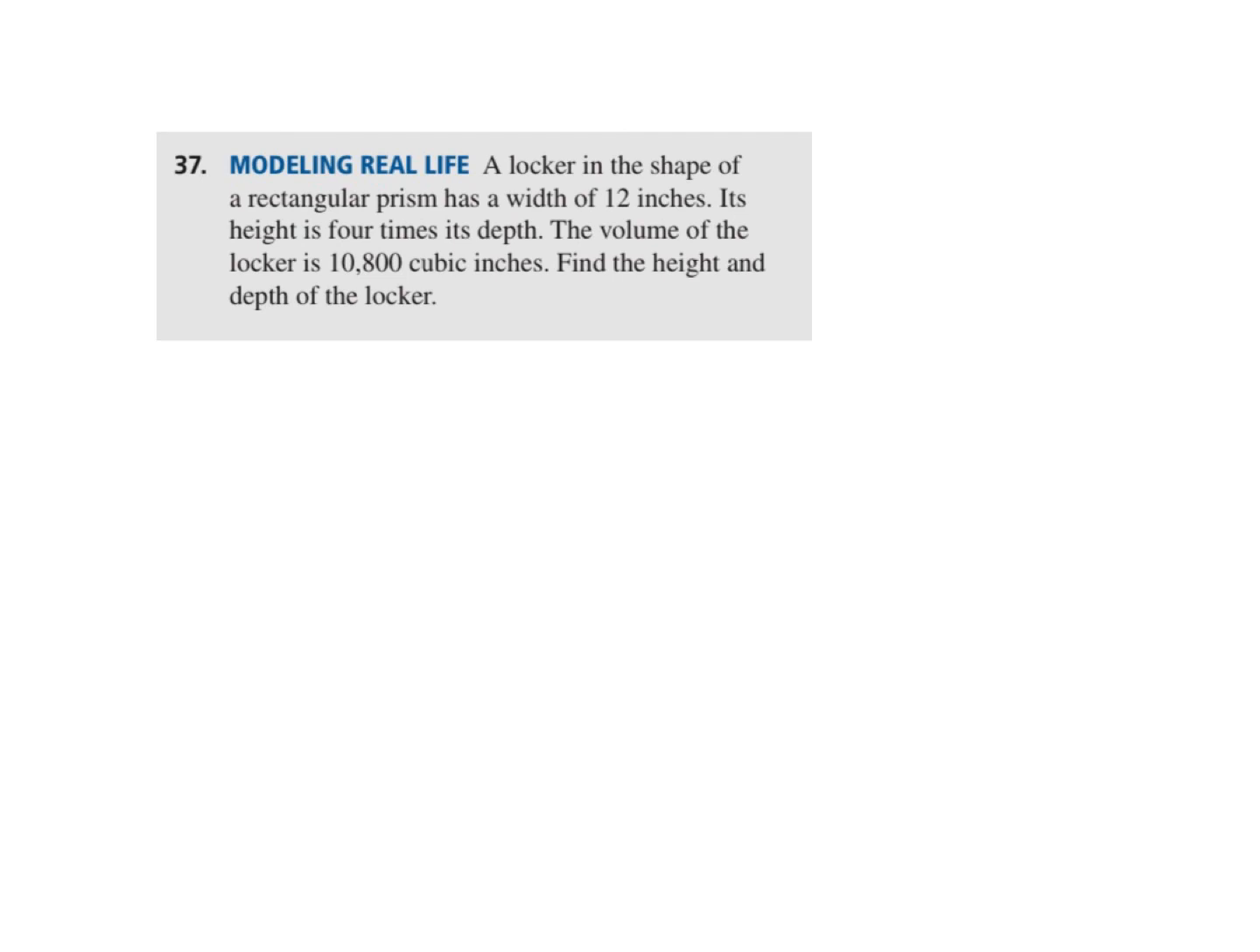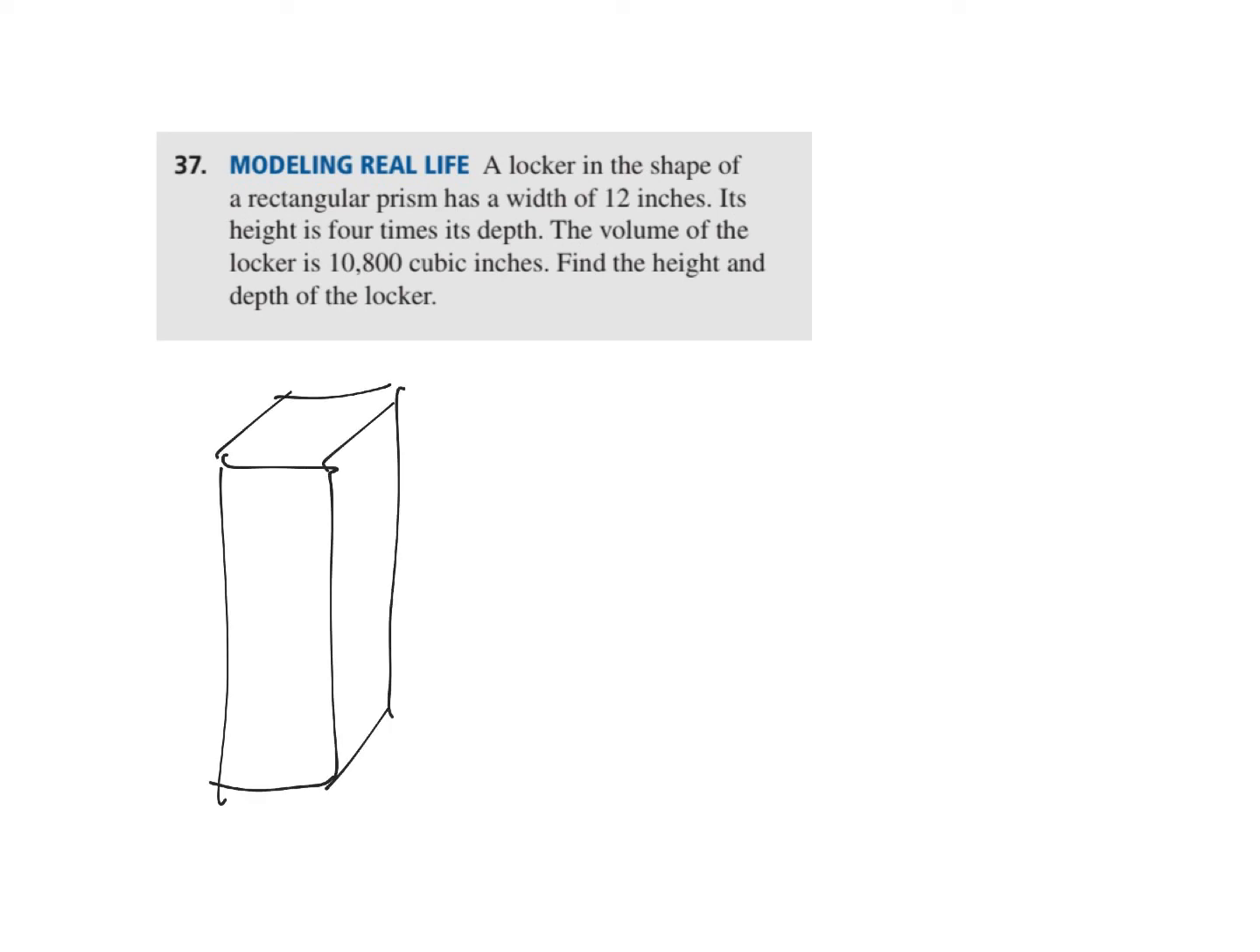37, a locker in the shape of a rectangular prism. So here's your locker, the front of it, and it goes back into the wall. It's 12 inches wide. We don't know its depth, so we give it a variable, d, for depth. And it says that the height is 4 times the depth. And it says the volume is 10,800 cubic inches. How many cubes, 1 inch on each side, fit in there?